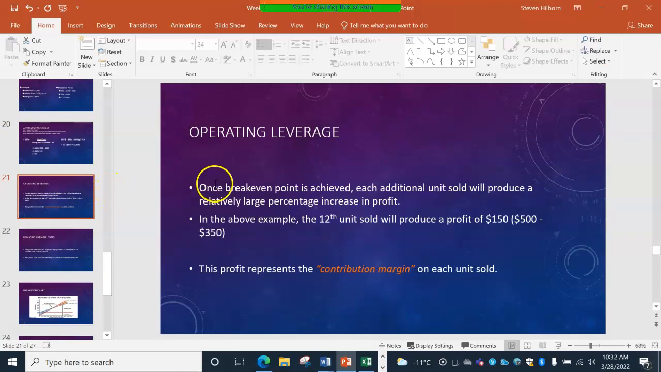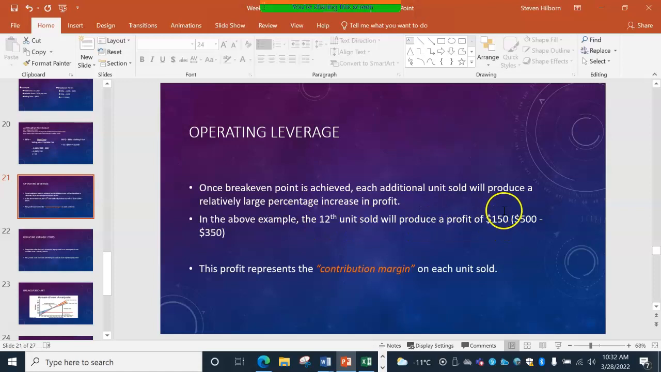Okay, operating leverage. Once the break-even point is achieved, each additional unit sold will produce a relatively large percentage increase in profit. So this is the sweet spot, right? I sell 11, I make $0 when I sell 11. Our business is just paying for itself. Now, after everything that I sell, we make more money because we've already paid for our fixed costs. We don't need that portion of it. So now we're just keeping it all.